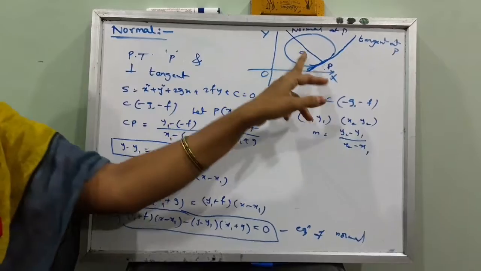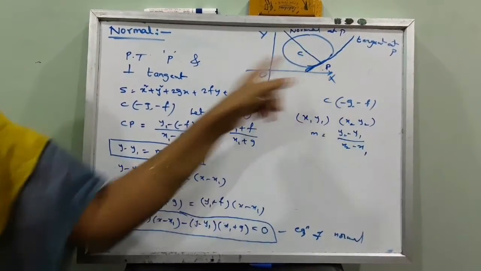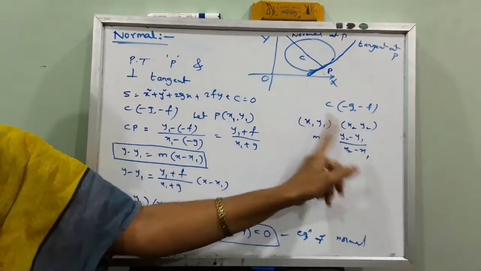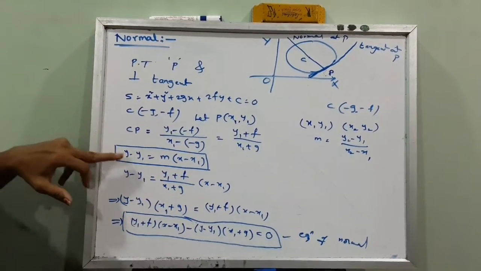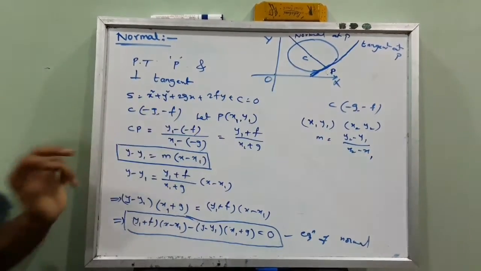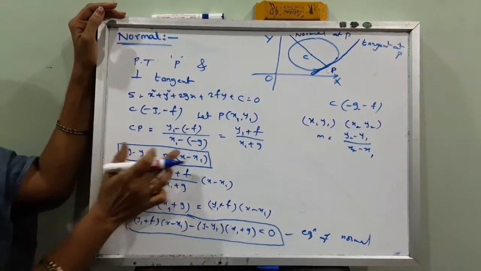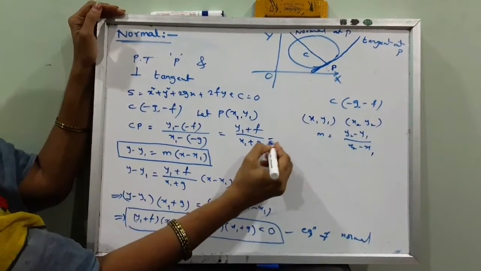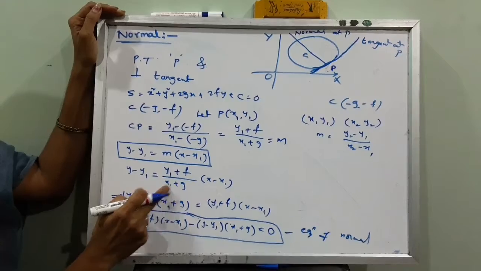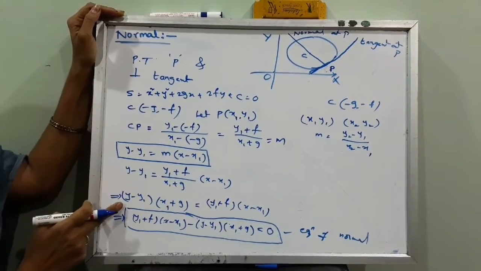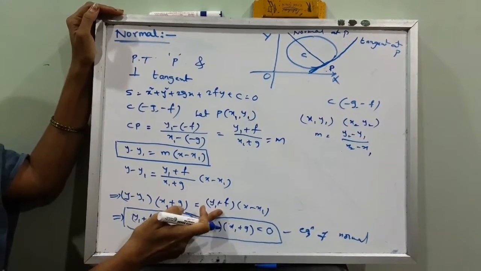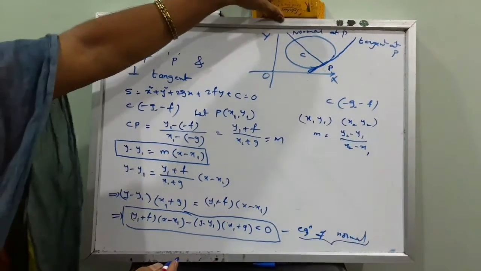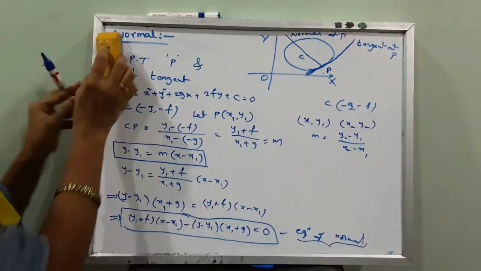I am repeating here. First we have to find CP, which is nothing but the slope. The slope of 2 points is defined as m is equal to (y2 minus y1) by (x2 minus x1). Next, the point-slope form is y minus y1 is equal to m of (x minus x1). Here m is (y1 plus f) by (x1 plus g). Then (y minus y1)(x1 plus g) is equal to (y1 plus f)(x minus x1). This is the equation of the normal.